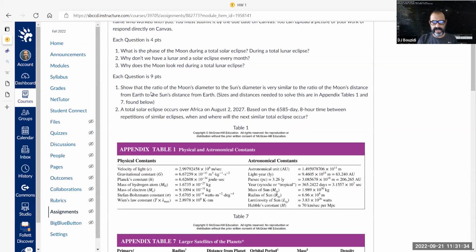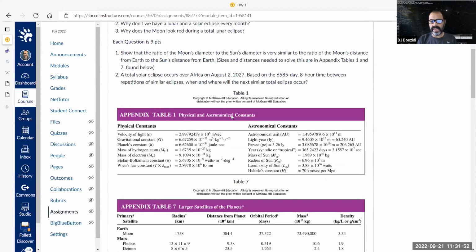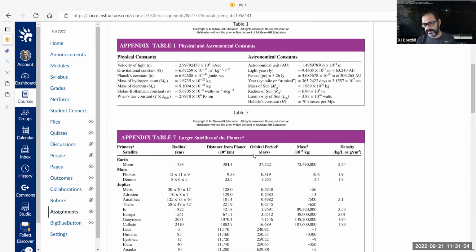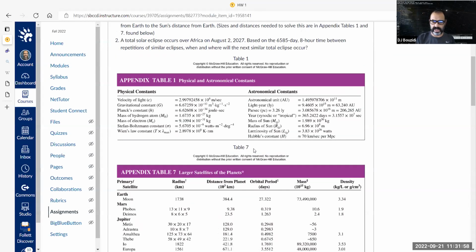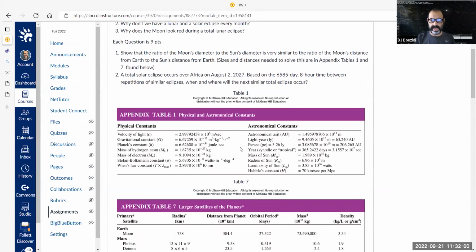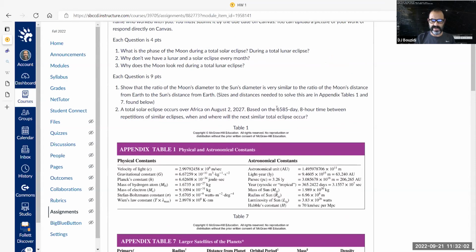So the first one in here: show that the ratio of the moon's diameter to the sun's diameter is very similar to the ratio of the moon's distance from the Earth to the sun's distance from the Earth. Sizes and distances needed to solve this are in appendix table T1, table 1, and also table 7. And here is table 1, and here is table 7. So really, if you don't have the book, you should be able to do this with what's in here too. So table 1 in here gives you some critical pieces of information.